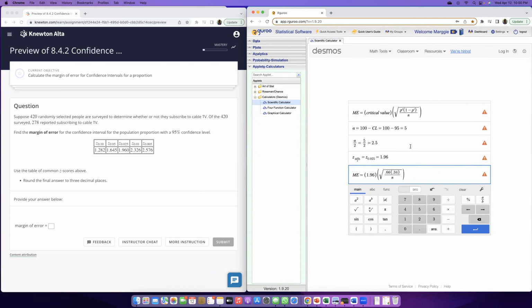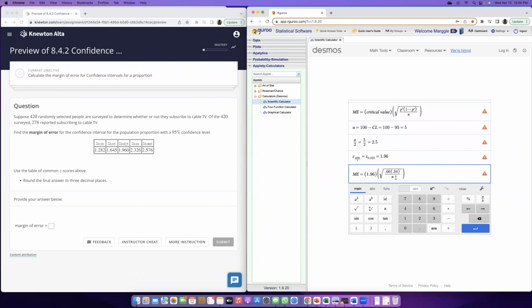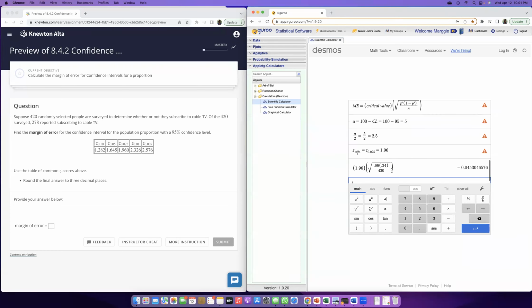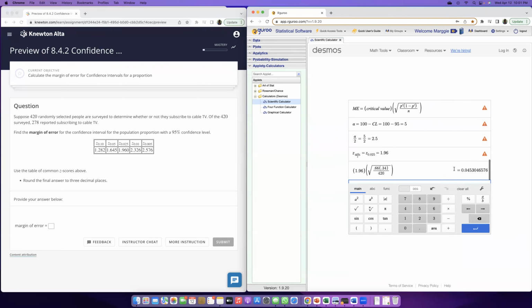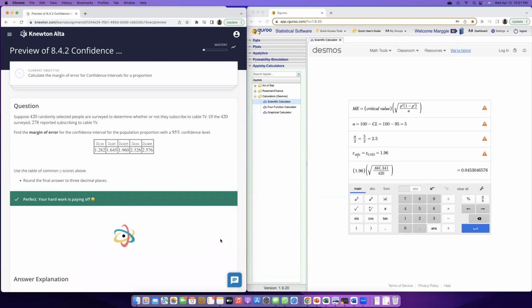And the sample size is 420. All right, so to calculate our value, we need to remove all this. So I remove it, and I get a margin of error of 0.045304565. We need to round to 3 decimal places. The next digit is a 3, so we don't need to round up. It stays the same. And we click submit.